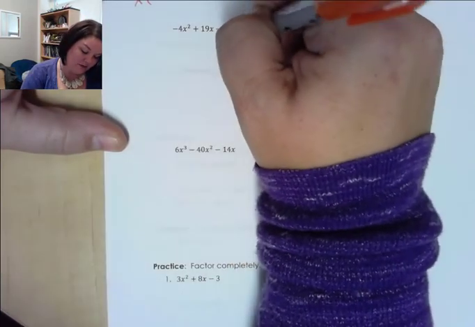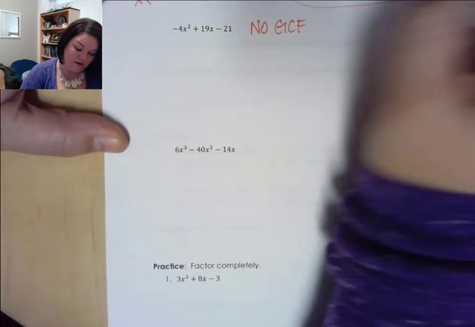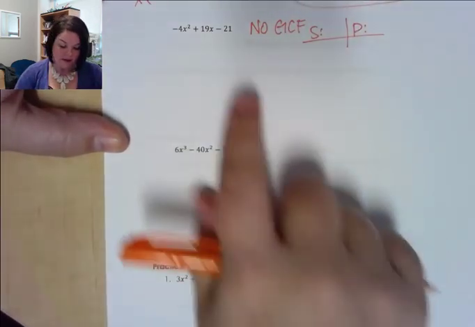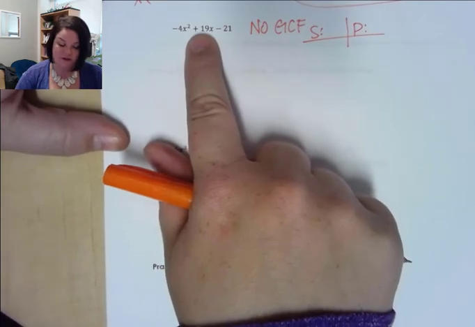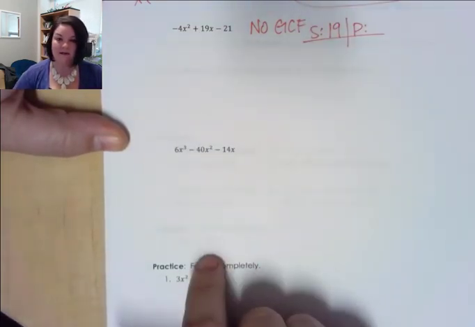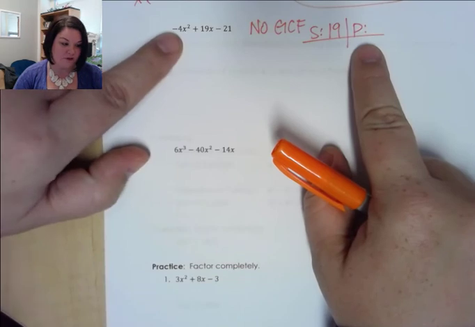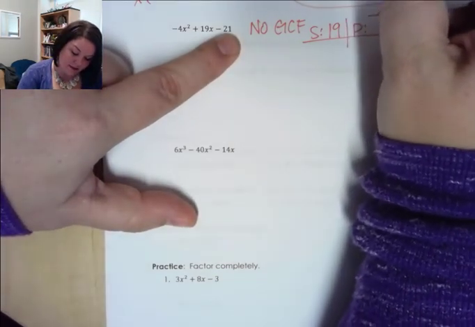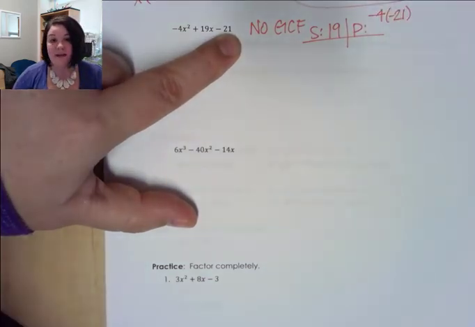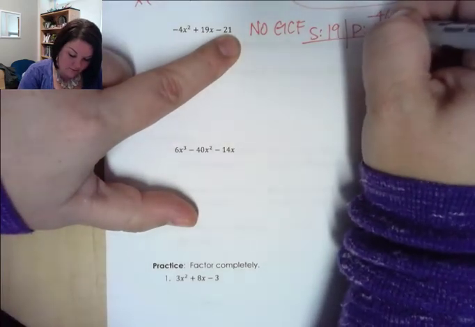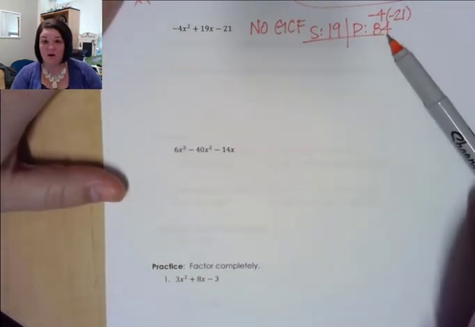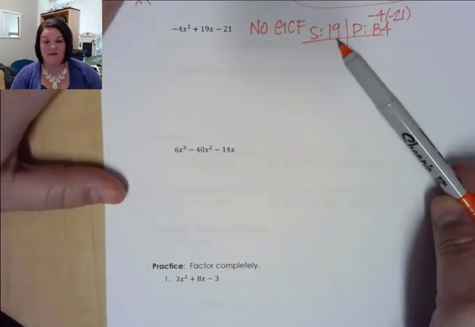So I'm going to go ahead and say over here there's no GCF. So I'm going to go ahead and create my table, SumProduct. My sum is always my middle coefficient, which here is a positive 19, and my product is my first coefficient times my last coefficient. So negative 4 times negative 21 gives me a positive 84.